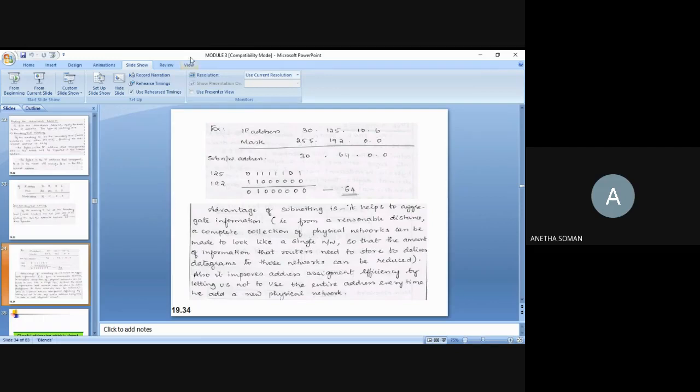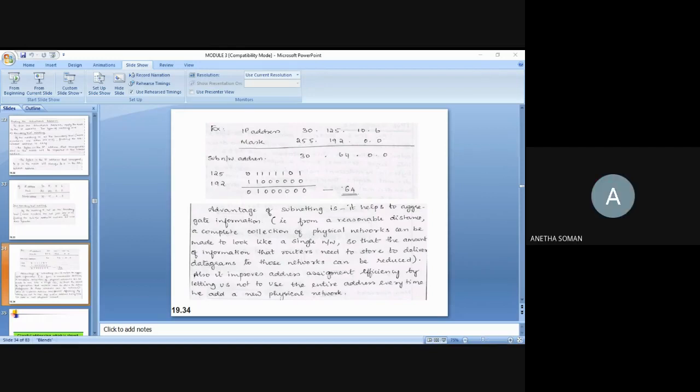Understood? What are the two types of masking, what is the default mask, what is its meaning, and how are you able to find the subnetwork address from the mask? Okay or not? Yes or no? Yes, Miss.